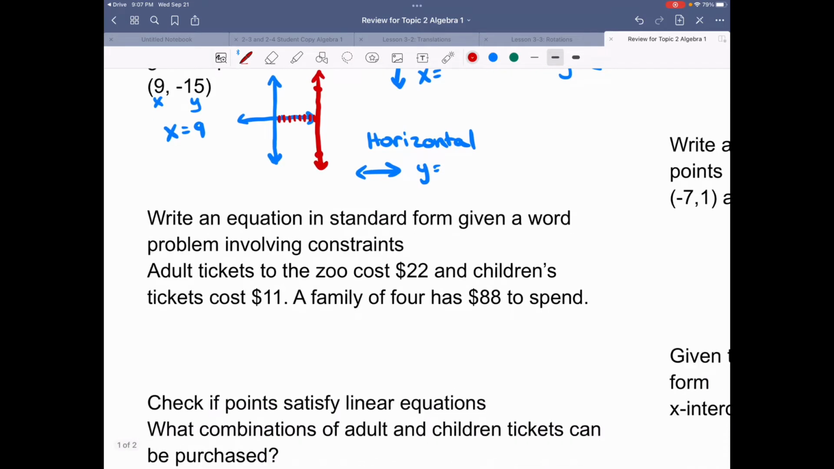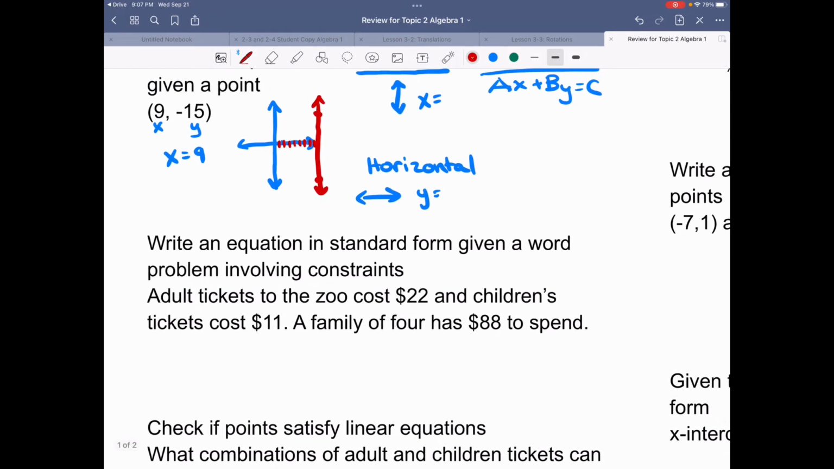Write an equation in standard form. So again, that's ax plus by equals c. Given a word problem involving constraints. Adult tickets to the zoo cost $22, and so we'll do 22x, and children's tickets cost $11. So that'll be 11y, and they have $88 to spend. That is all you have to do for that.